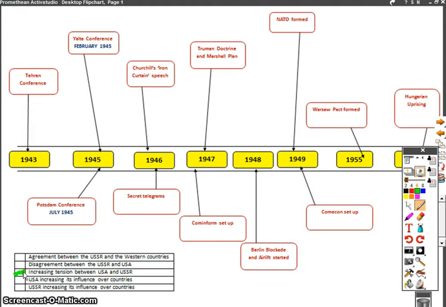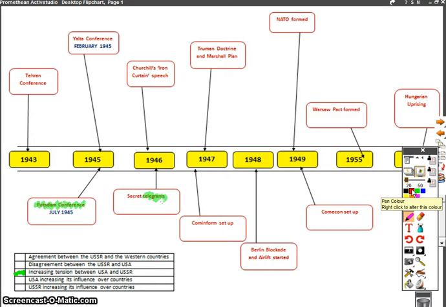For example, I am going to highlight in green increasing tension between the USA and the USSR. Now there are a lot of occasions where this happened on this timeline, so we're just going to pick out a few. We know that there were some disagreements at the Potsdam Conference. Stalin did not get on with Truman like he did with Roosevelt, so that is one event where there was increasing tension. We also know that the secret telegrams caused tension between the two sides, so we're going to highlight that in green as well. I'm not going to go through all of these for you, but we'll do a couple.